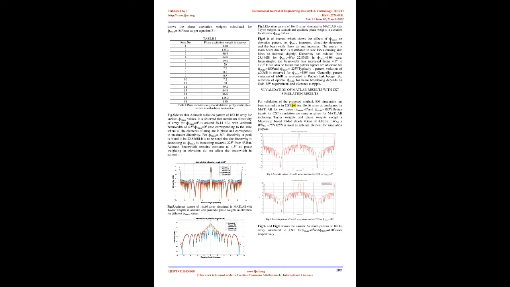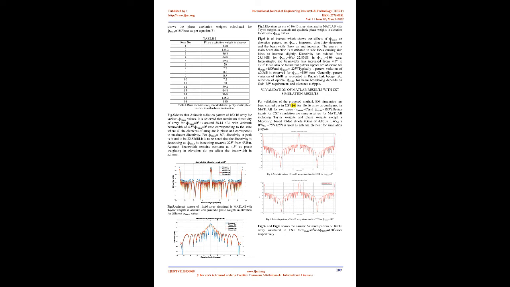Application of quadratic phase distribution in elevation for 16x16 array. There are many phase-only beam shaping techniques available in literature. In this paper, the quadratic phase weighting method is considered and applied to the 16x16 array configuration to generate the phase weights for each row of 16 elements. The theory and detailed analysis of the method used is elaborated elsewhere.